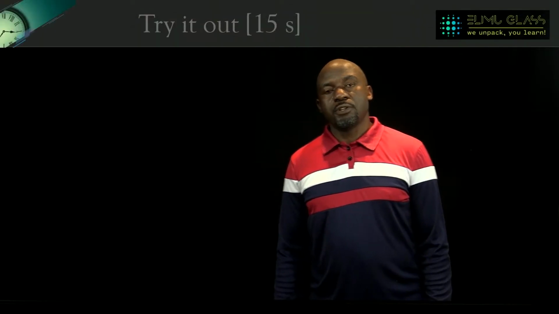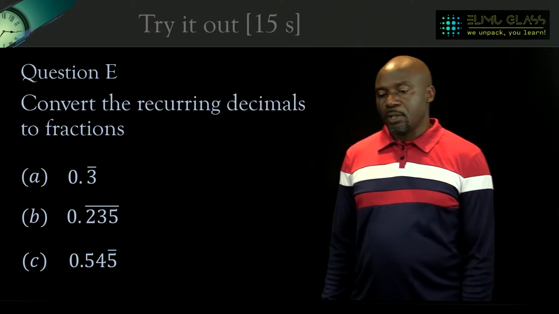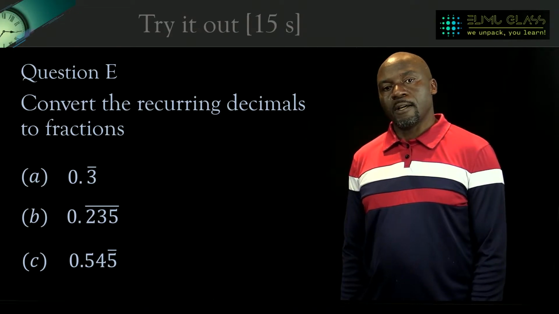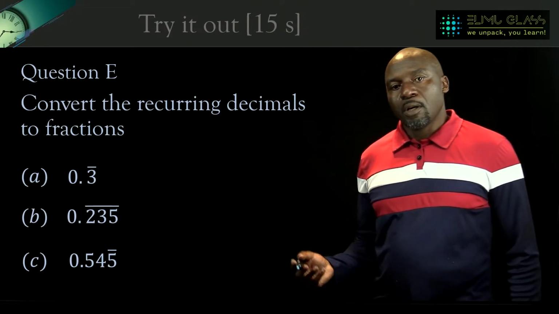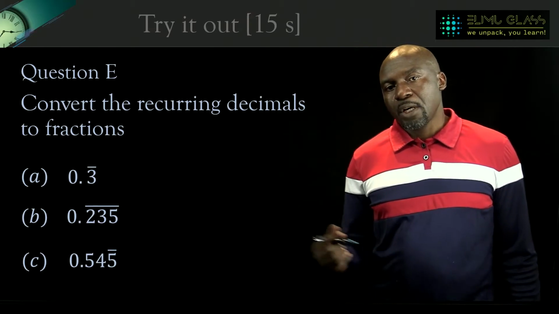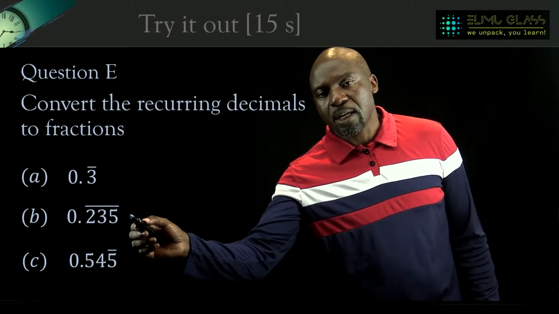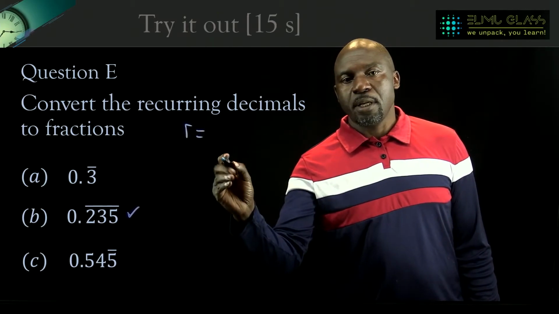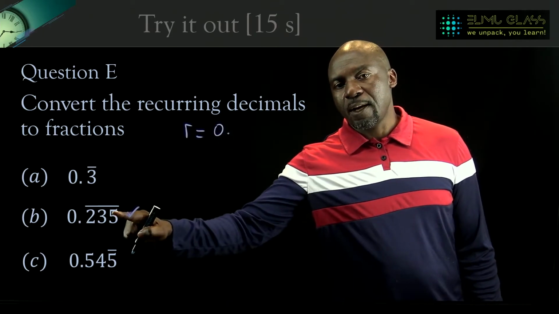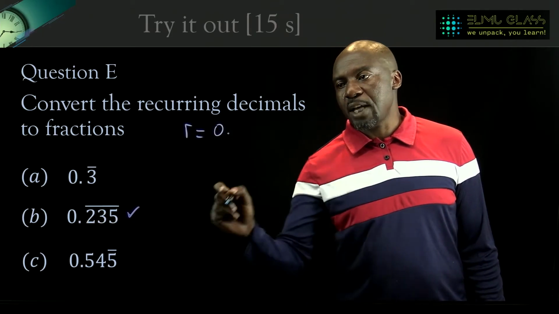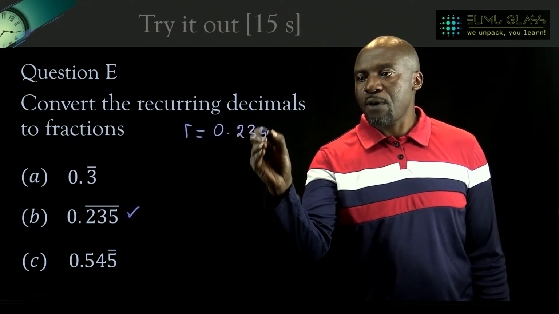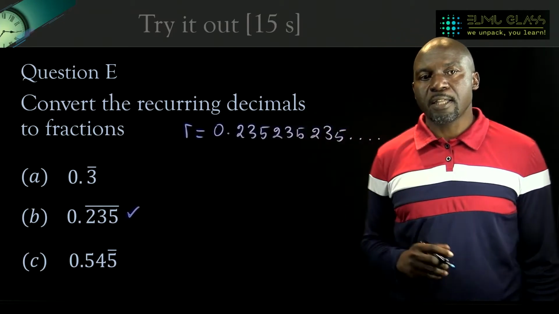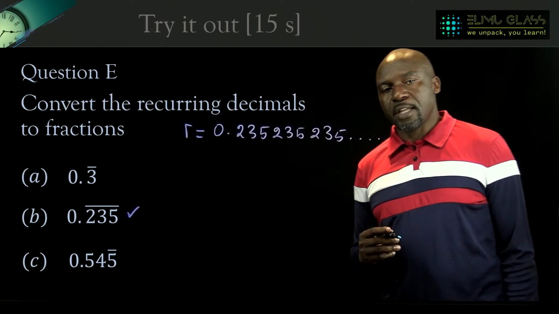Here are some questions that I want you to try. Convert 0.3 recurring into a fraction. Let's do the first one. Or I leave the first one and we do the third one there. Looking at the second one there, we can say let R represent 0 point, and the line goes through all three of them. So this must be 2, 3, 5, 2, 3, 5, 2, 3, 5, recurring like that. The 2, 3, 5 is the recurrence.